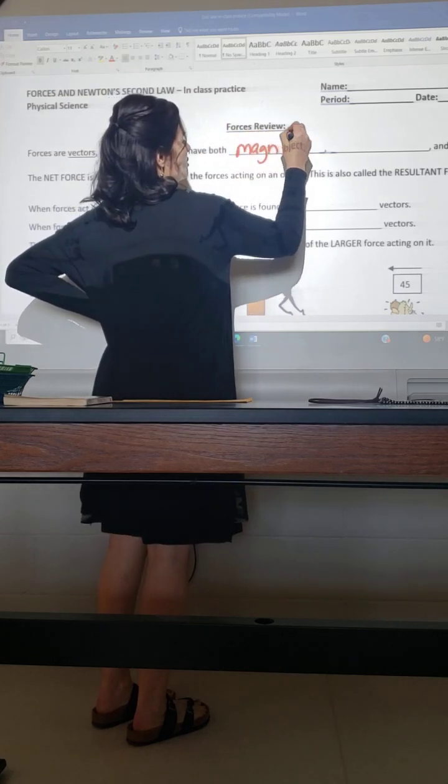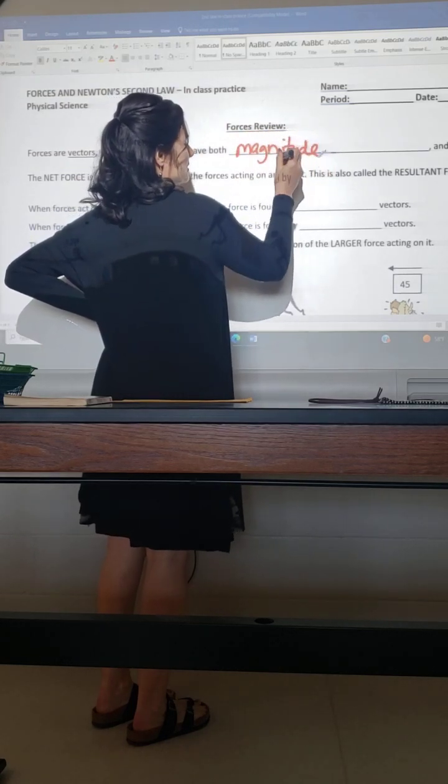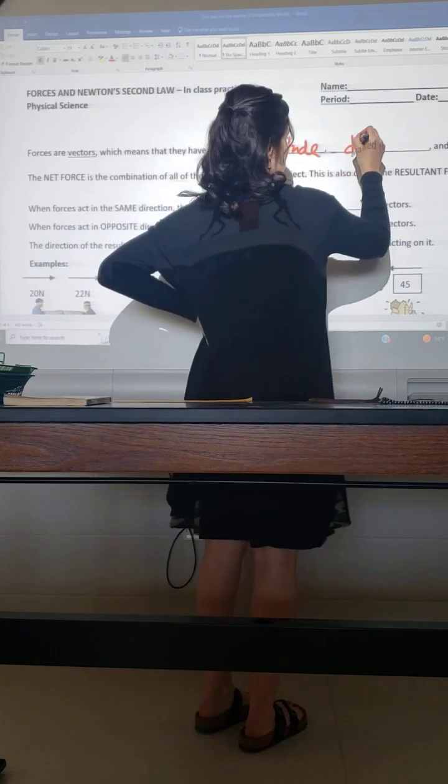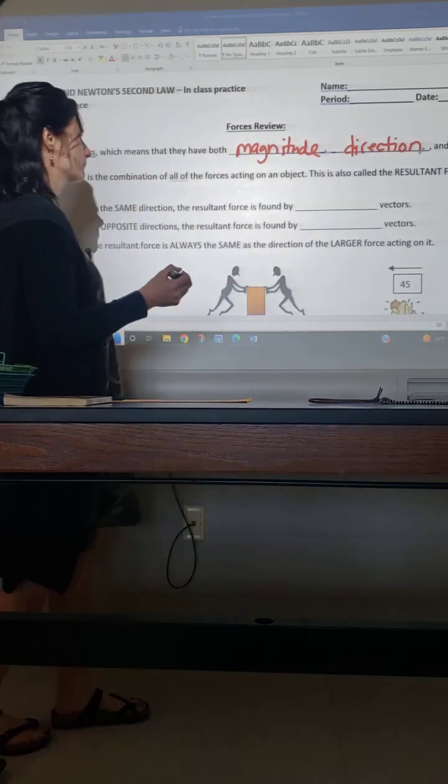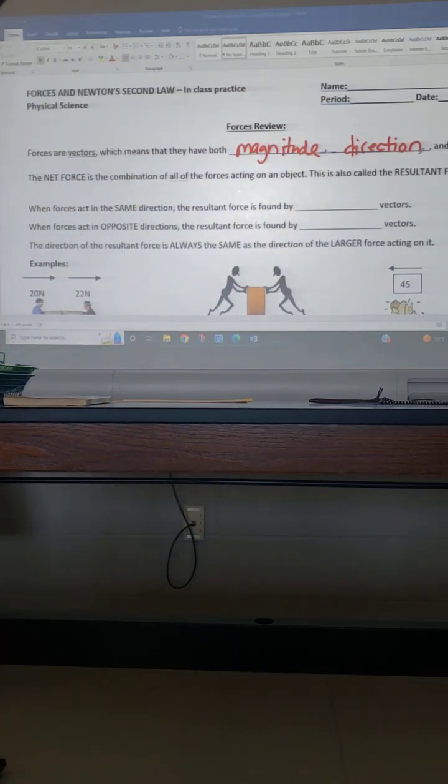Magnitude, which is really just a size or a number, right? Direction and magnitude. Okay. We also talked about net force, which is going to be the combination of all the forces acting on an object. And we call the combination of those the resultant.